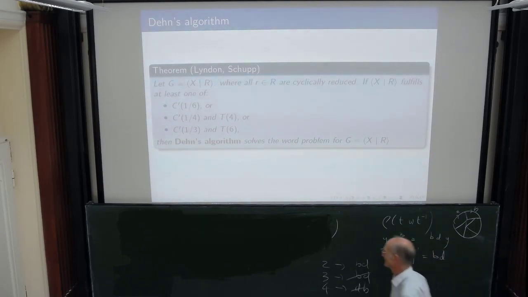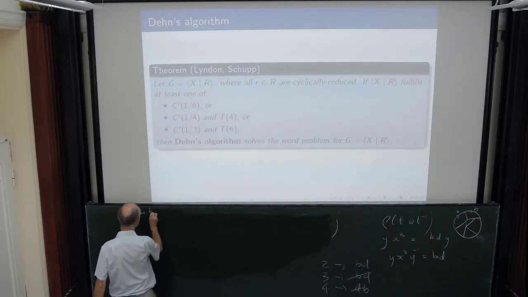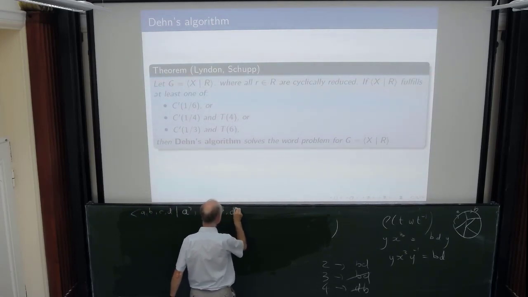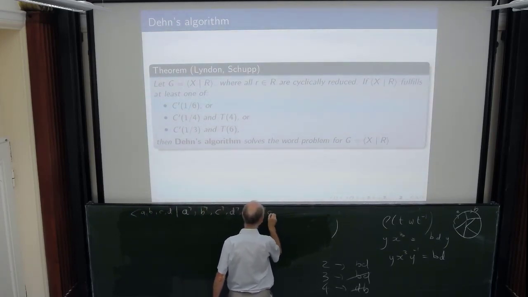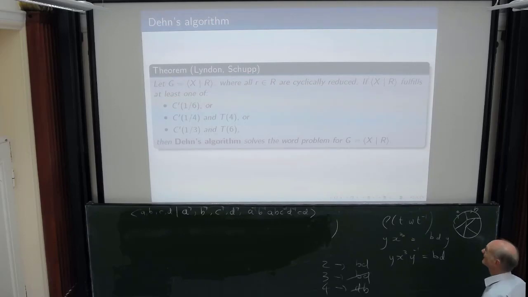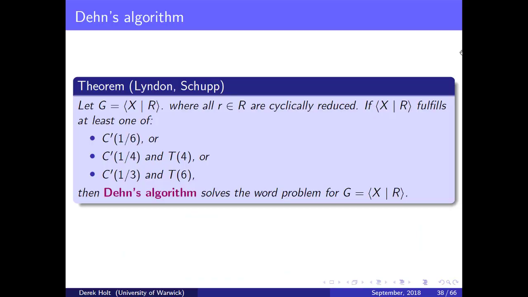Anyway, let me just write that. I wanted to keep that presentation for a later example: a to the 7, b to the 7, a inverse b inverse a b, c inverse b inverse c d. Now what this result of Lyndon and Schupp says is that if we satisfy C prime sixth, which is saying that all pieces have length less than a sixth of the total relator, then we can solve the word problem for G, and we can solve it particularly efficiently. We can solve it in linear time using Dehn's algorithm.